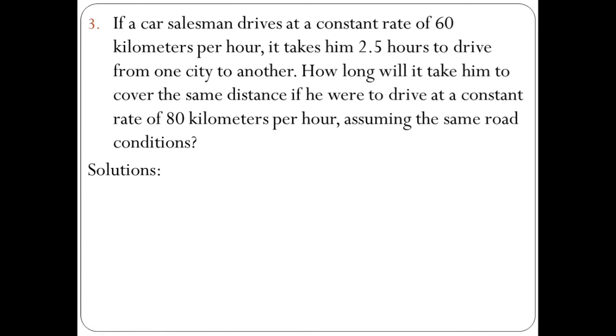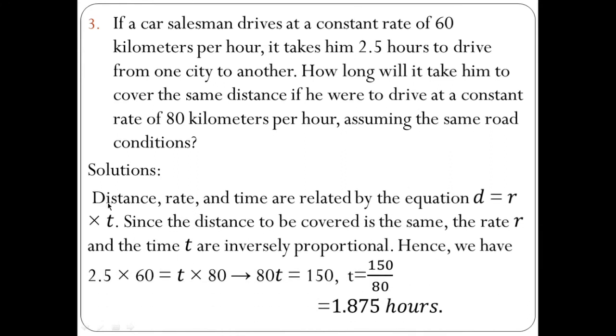Okay, so ayan class ha, constant rate of 60 kilometers per hour, then it takes him 2.5 hours to drive from one city to another. Okay, then the question is, how long will it take him to cover the same distance if he were to drive at a constant rate of 80 kilometers per hour, assuming the same road conditions? Okay, so for our solution, distance, rate, and time are related by the equation. Based from the given examples, distance, rate, and time are related. So, the formula that we're going to use is D equals rate times time. Okay, so R times T.